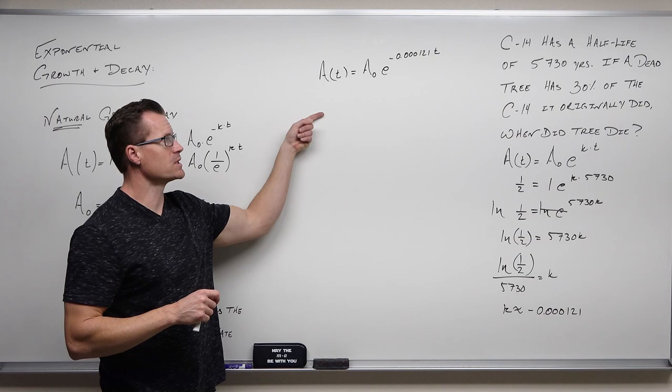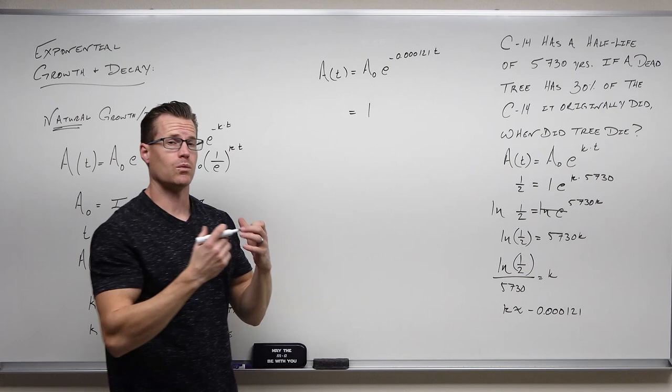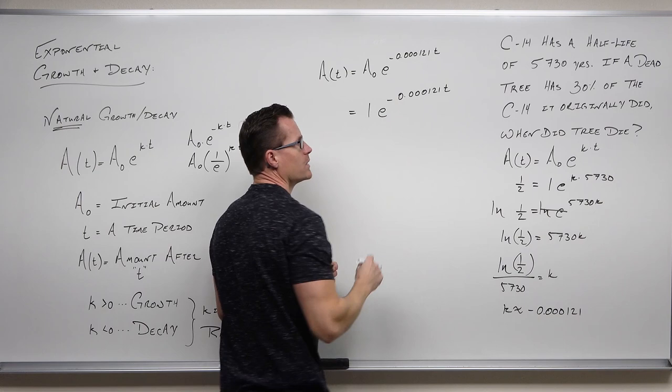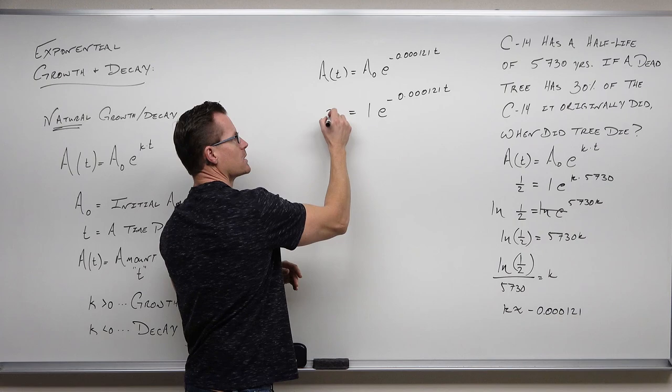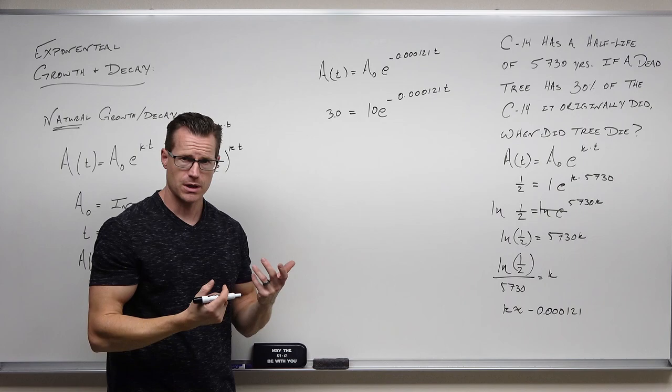Why? Well, because how would you do this? You start with some amount. Let's call it one. I don't care if you call it one or 100 or 1,000,000, it doesn't really matter. If we know our rate of decrease, and we know that the tree had 30% of its original carbon 14, so if we start with, let's pretend it's 1 gram, how much would be left? 0.3 grams. That's 30% of what it started with. Now, what if it wasn't 1 gram? If it was 10 grams, what's 30% of 10? 3. What if it had 100 grams? What's 30% of that? It would be 30.